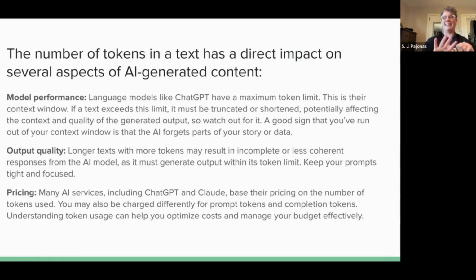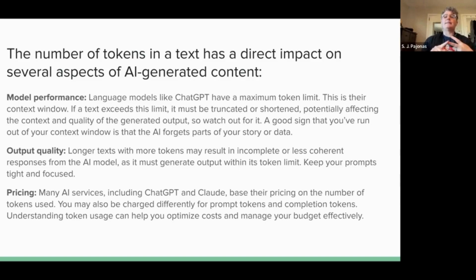32,000, 100,000, 200,000, right? Knowing if you're going to be working with a very small model that can only take about 4,000 tokens at a time, you're probably going to have to keep your prompts, any text that you put in, to probably around 3,000 words or less, right? One of the things that we talk about all the time is the context window, which is their maximum token limit, what they keep in memory.